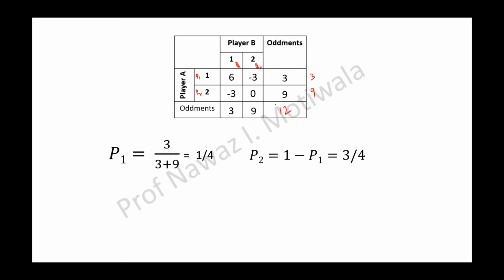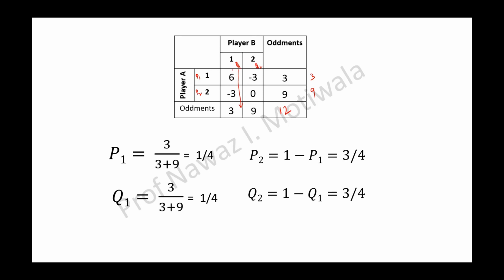Similarly, if I go for Q1, the strategy for player B, you can see Q1 is 3 times out of 12. So again, I will get 1 by 4, and Q2 I will get again 3 by 4. And for the value of the game, I have given you 4 different types. How can you solve? So let us go by any type.